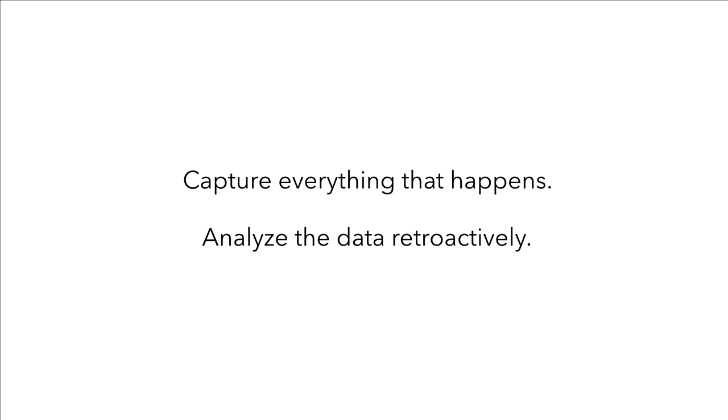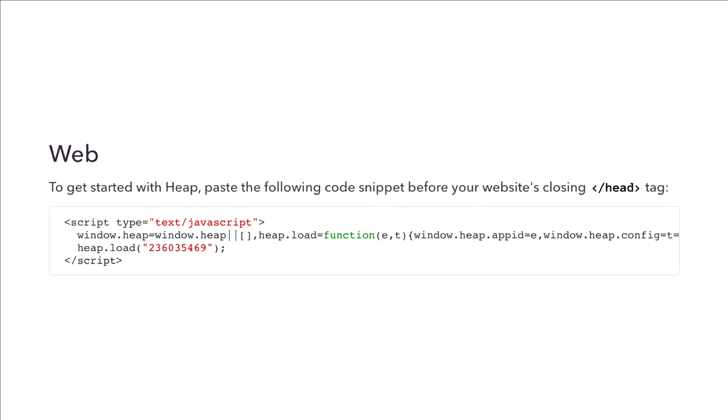So the Heap approach to this problem is to just capture everything up front, every click, every form submission, every page view, every swipe, tap, et cetera, whatever you want. Capture everything that users do and give you a way to analyze it retroactively. So when you want to add stuff to a funnel, you already have the clicks that have happened since forever, since you installed the product.